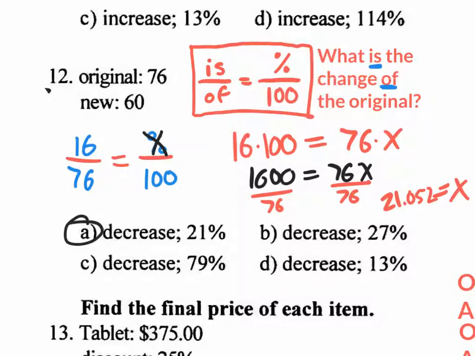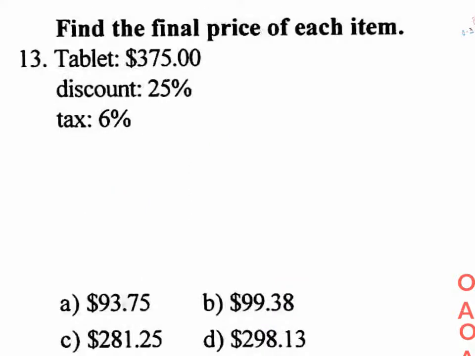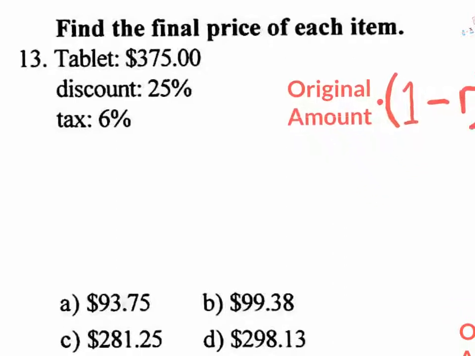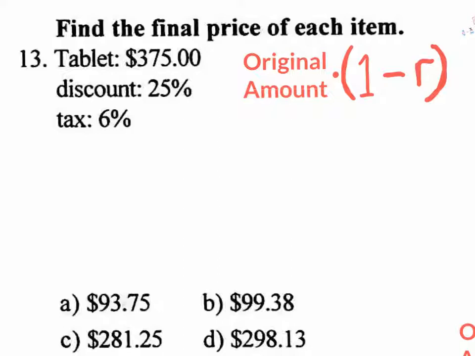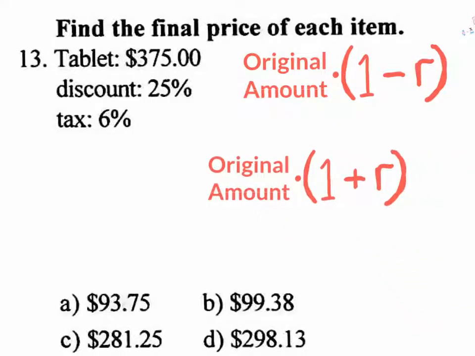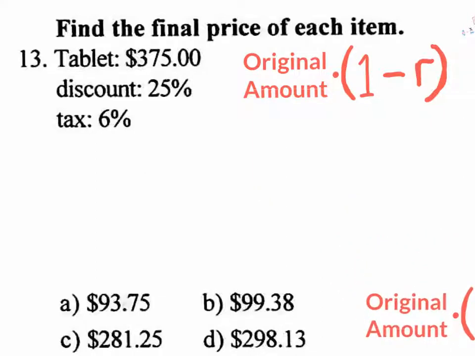Let's move on. A lot of people got confused with calculating the discount and then taxes. So what we need to know here is this. It's the original amount times 1 minus R. If you are doing a discount, you put a minus. If you're doing taxes, then you take your price and you put a plus. A discount makes the price go down. Taxes make the price go up. Makes total sense. So let's first find out the discount.